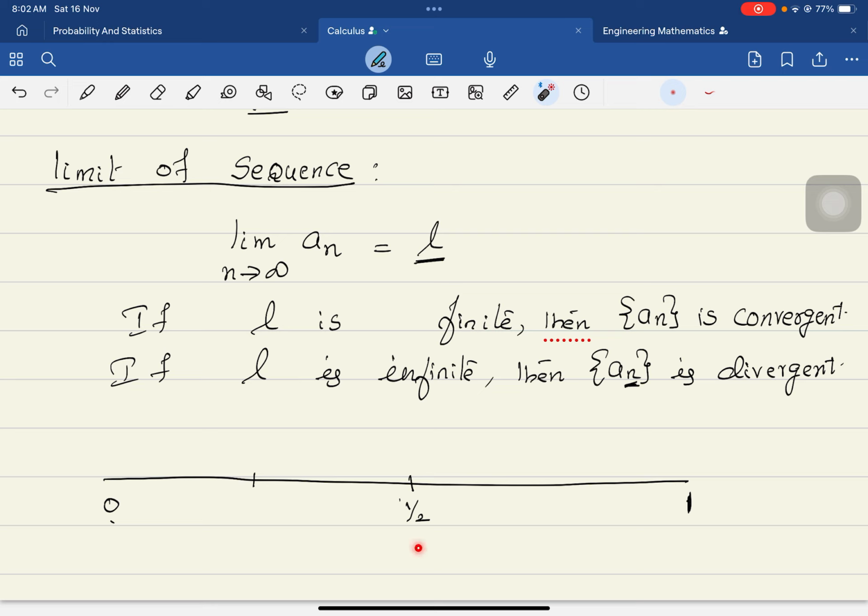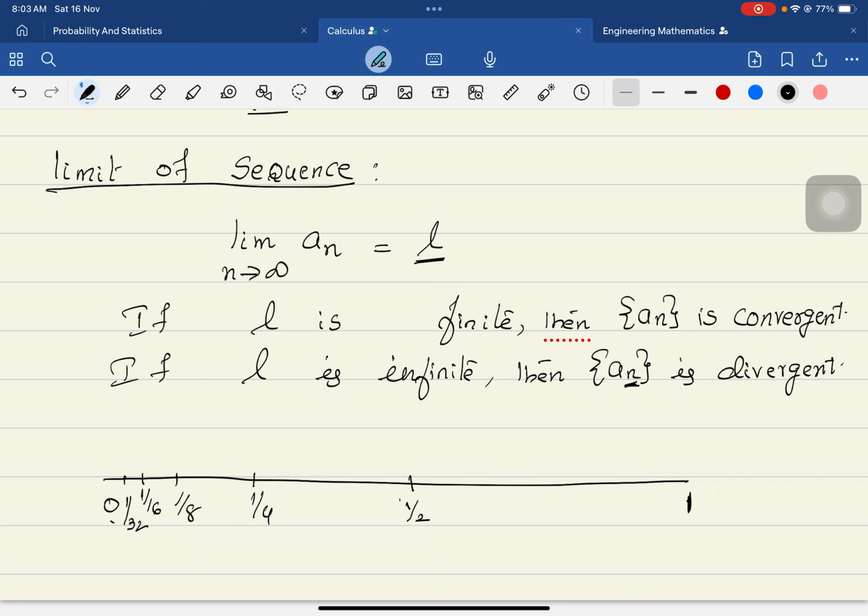In between 0 and half, there is 1 by 4, correct? In between 0 and 1 by 4, there is 1 by 8. In between 0 and 1 by 8, there is 1 by 16. And in between 0 and 1 by 16, there is 1 by 32. Like that, when I am going on, what is your observation here?